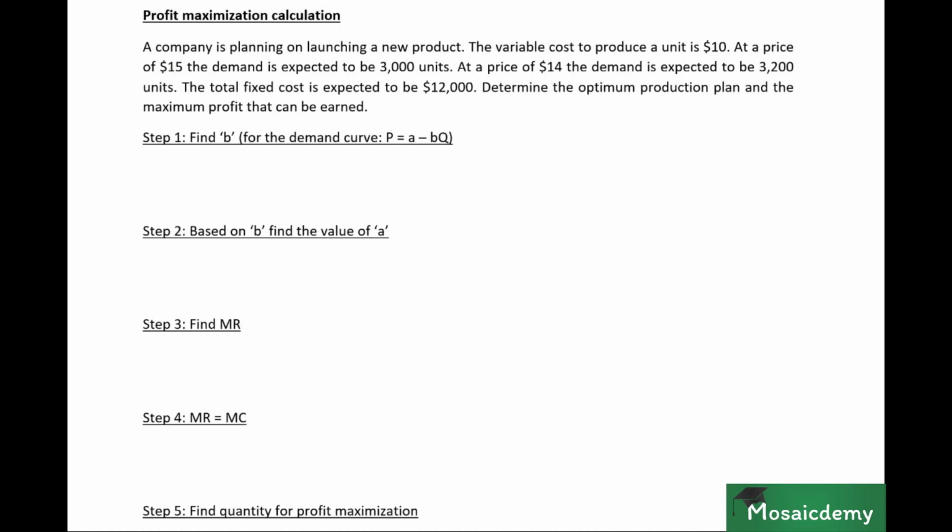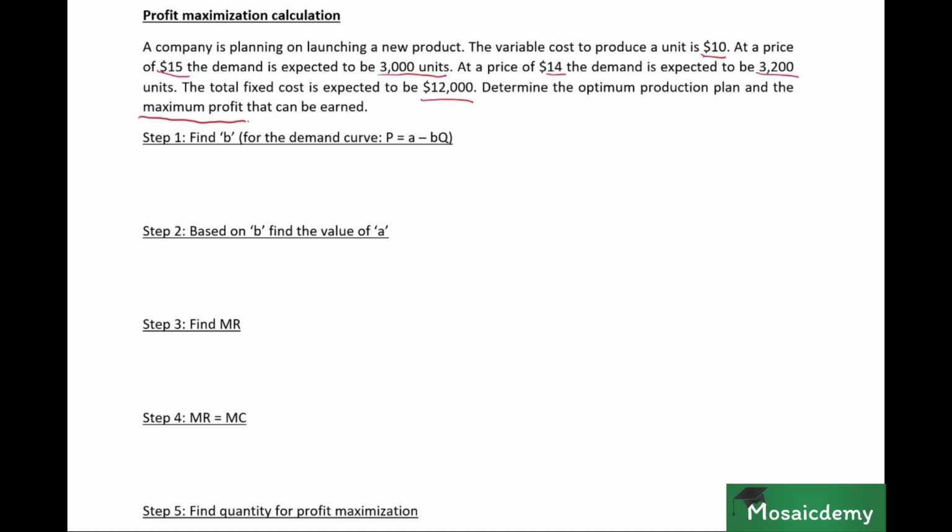So a company is planning on launching a new product. The variable cost for the product to produce a unit is $10. At a price of $15, the demand is expected to be 3,000 units. At a price of $14, it is expected to be 3,200 units. The total fixed cost is expected to be $12,000. Determine the optimum production plan and the maximum profit that can be earned.